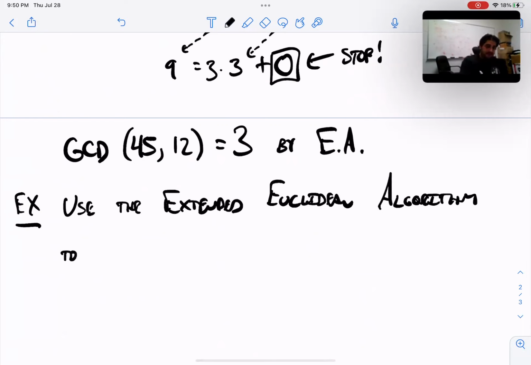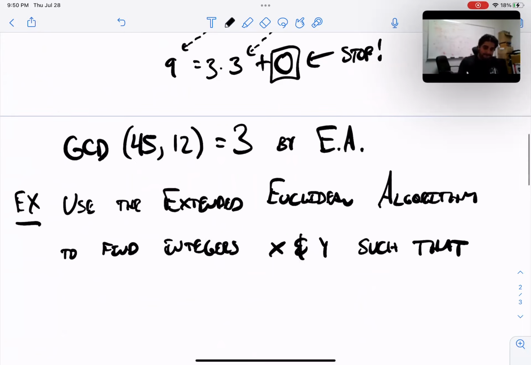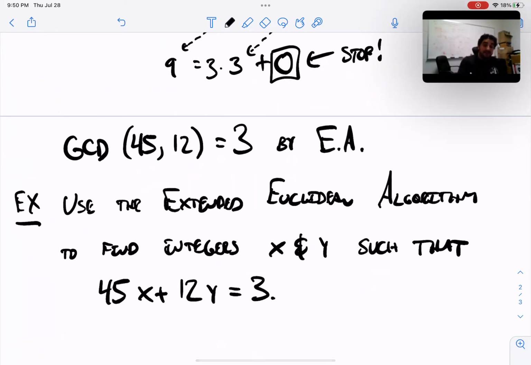To find what it gives you, right? To find integers x and y such that 45x plus 12y equals 3, equals their greatest common divisor. Right, this is what the extended Euclidean algorithm accomplishes.